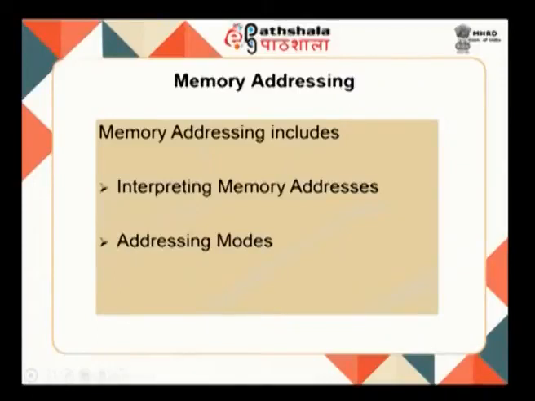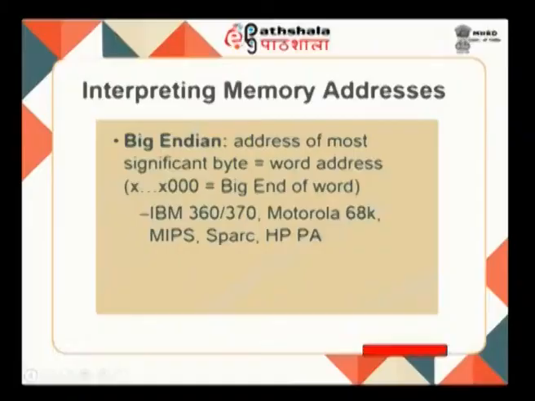So, the next feature that we will have to look at is memory addressing. How do we interpret memory addresses and what are the various addressing modes that you can support in the ISA? When you look at interpreting memory addresses, you basically have two types of interpretation, a big endian arrangement and a little endian arrangement. Normally memory is organized as bytes. So, one unique address of a memory location is capable of storing 8 bits of information.